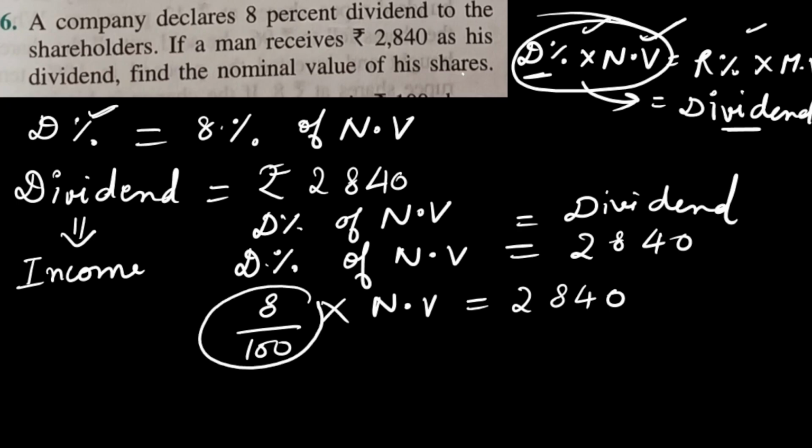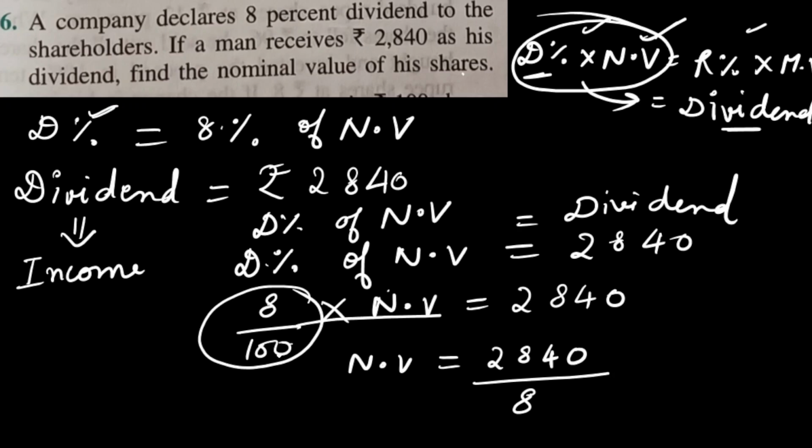Now let's shift this fraction to the other side. Nominal value I'll be writing on this side because I have to find nominal value. The other side things I will write as it is, 2840. Now this 8 is getting multiplied by nominal value. So when it comes to this side, it will get divided by this number. 100 is getting divided by nominal value. So when it comes to this side, it will get multiplied.